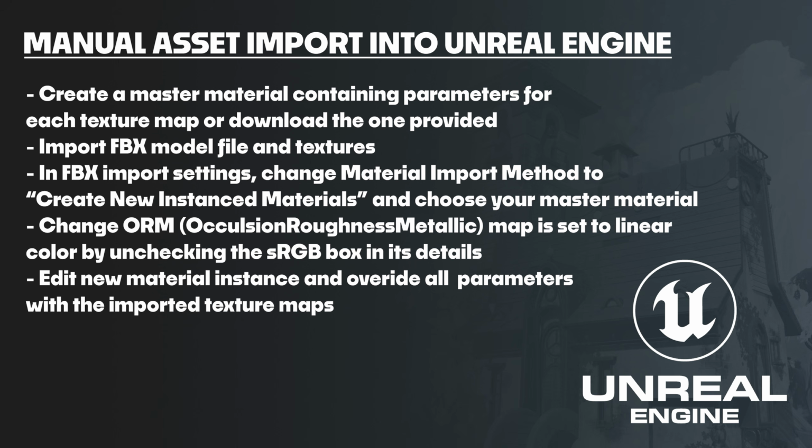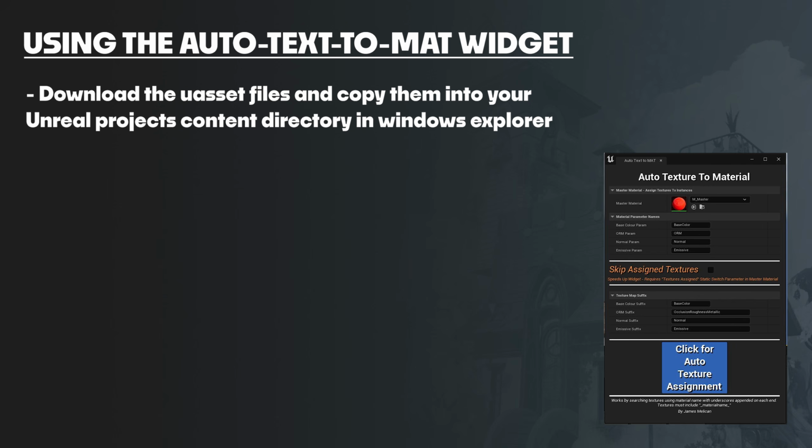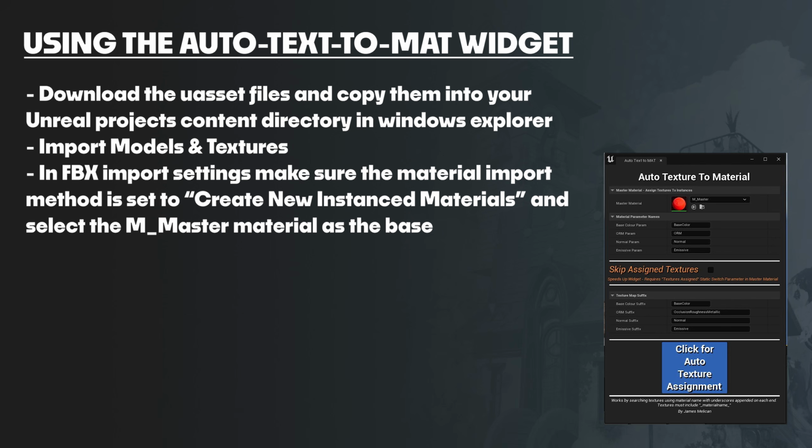Now let's just do a quick summary of how to use the automatic texture to material widget that I've provided. First, you need to download the zip folder below and extract it. Inside there will be UAsset files that you need to copy into your Unreal Engine project's content directory. You've got to make sure you do this in your Windows Explorer, as you can't do it in engine. Import your models and textures, ensuring the same thing as before, that your material import method on the FBX is create new instance materials. You want to select your master material here. If you're using the one provided, it is M_Master.